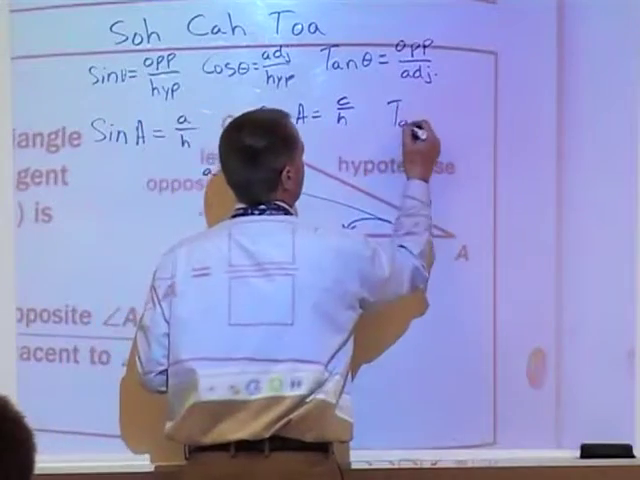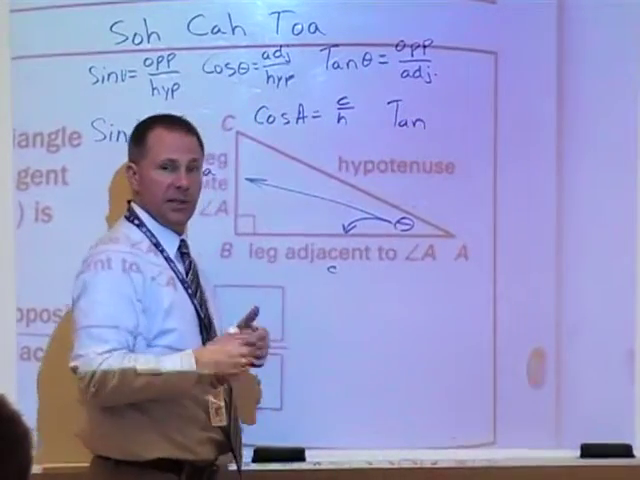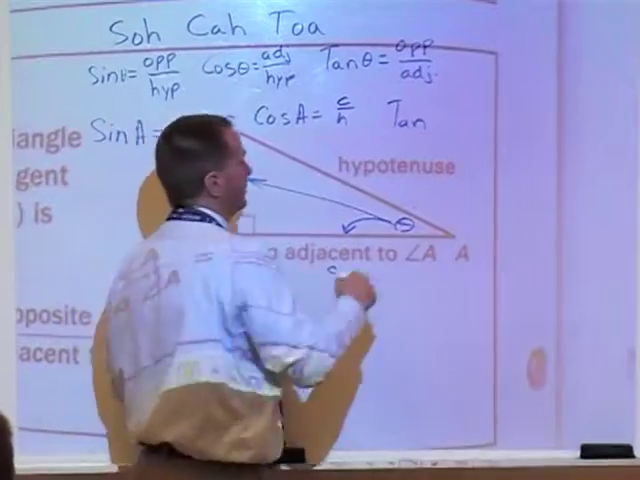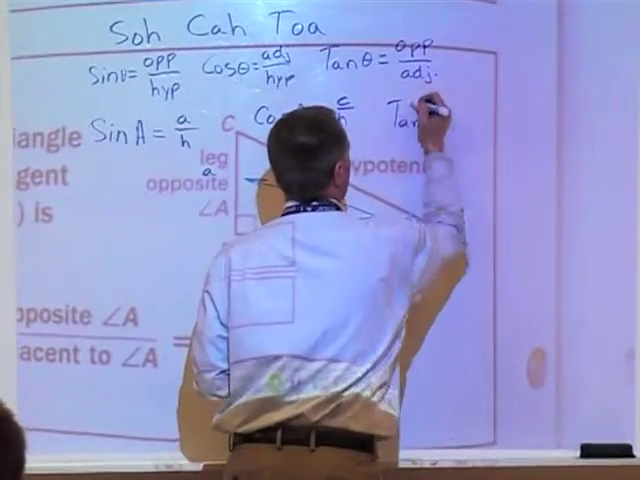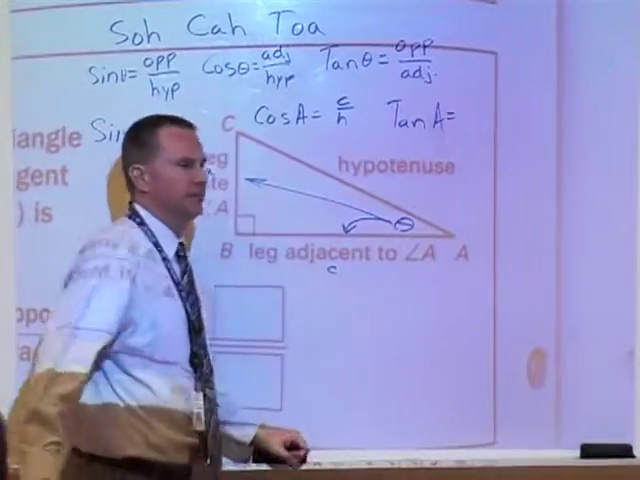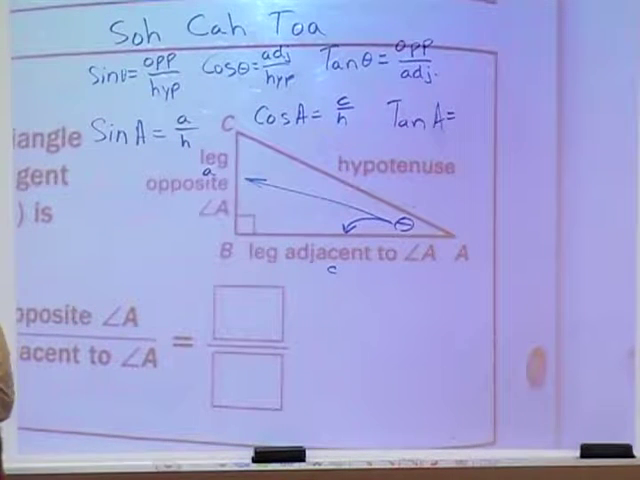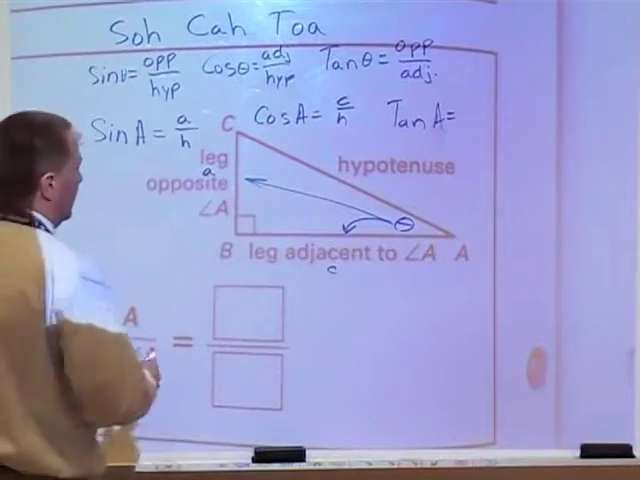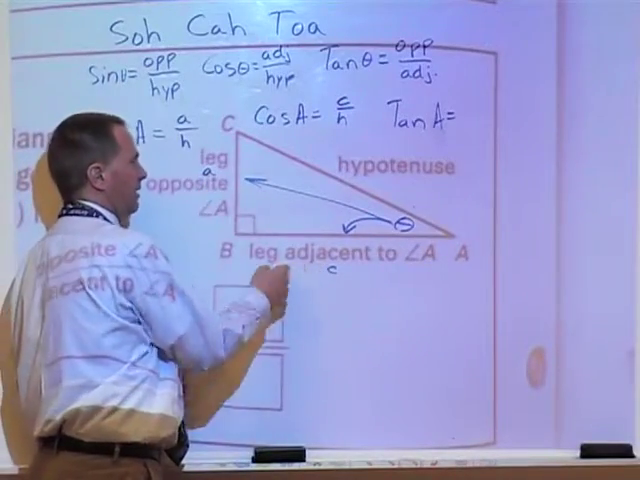And then tangent. And this is what today's lesson is about. Tangent. Only tangent. The tangent of angle A is what? Go ahead and think about it. Write it down. Tangent of angle A. Then I'll ask you. What is it? A over C. Yeah, the opposite leg over the adjacent leg. A over C.